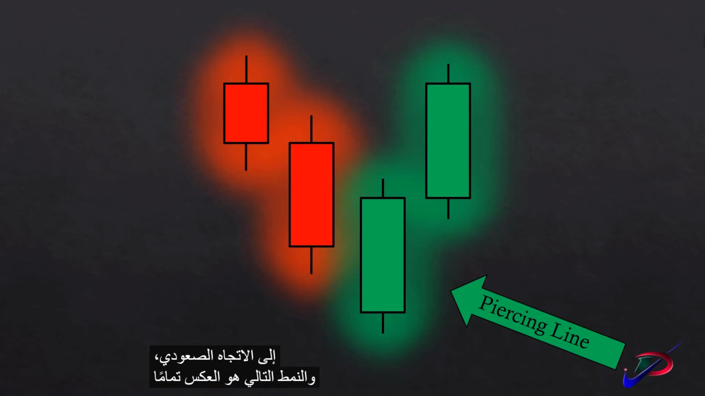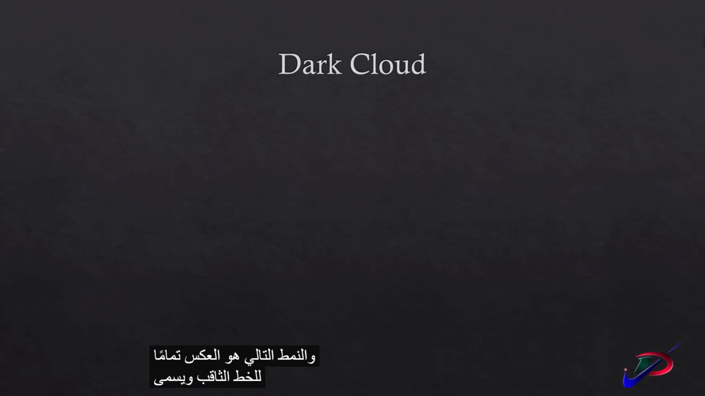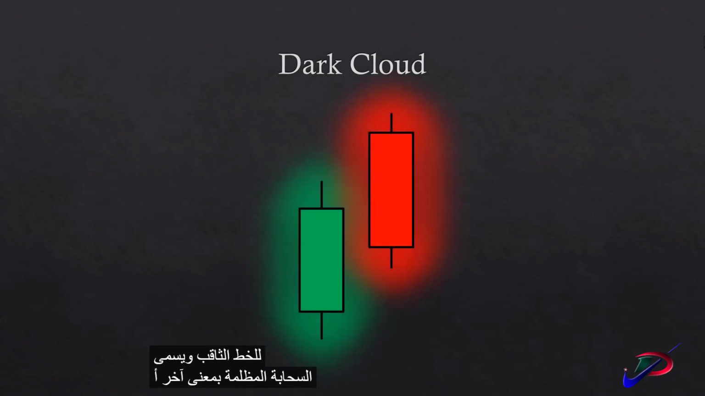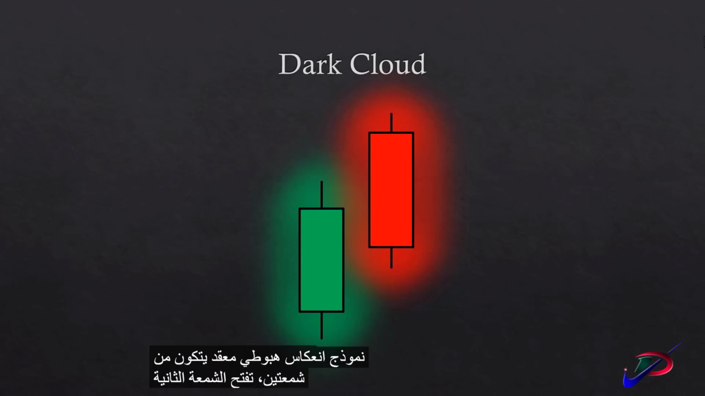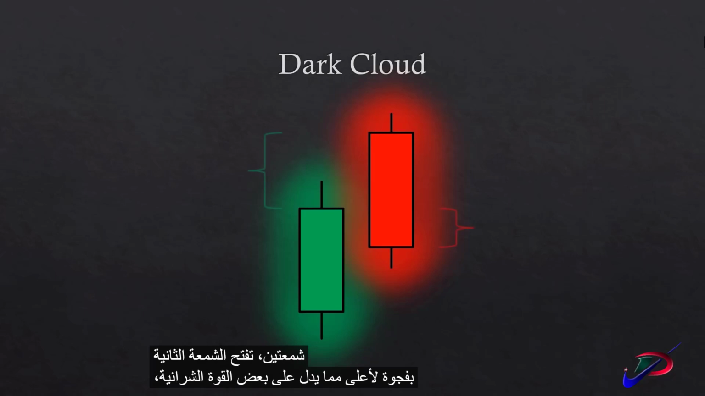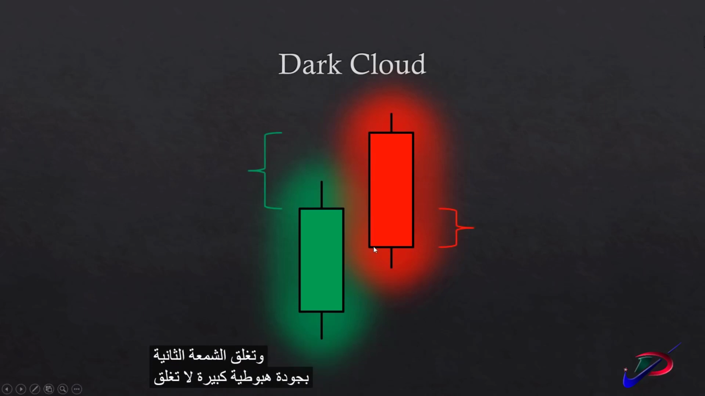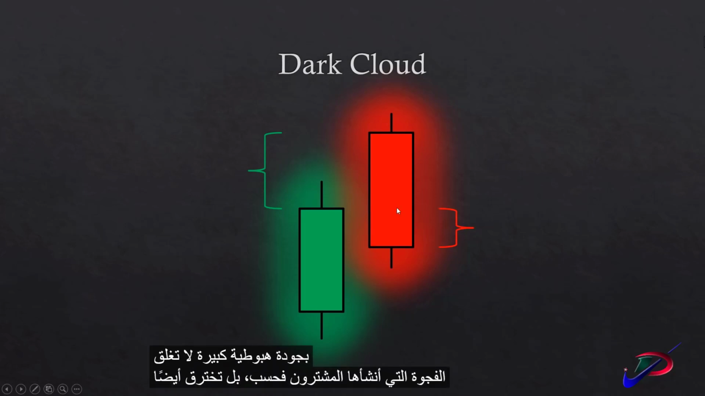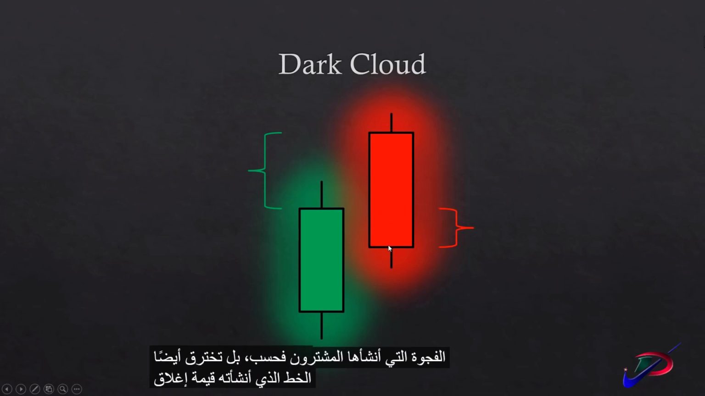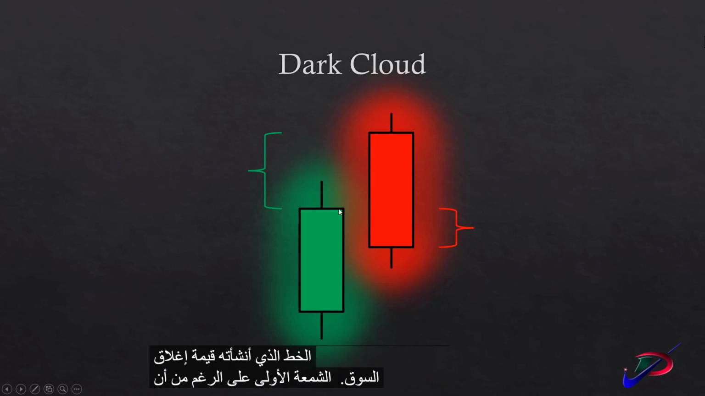The next pattern is the precise opposite of the piercing line, and it's called the dark cloud. In other words, a complex bearish reversal pattern composed by two candles. The second candle opens with a gap up, implying some buying power, but the second candle closes with a significant bearish quality that not only closes the gap created by buyers, but also pierces the line created by the closing value of the first candle.